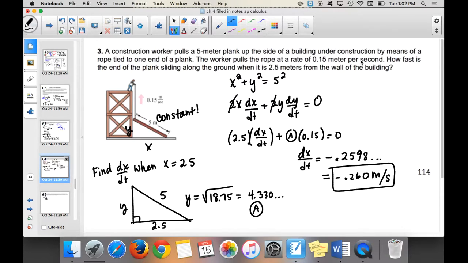All right, so it says how fast is the end of the plank sliding along the ground? So the end of the plank is getting closer to the building at a rate of 0.260 meters per second, right? So kind of be careful with those negatives. So maybe write a final statement for each thing, okay?